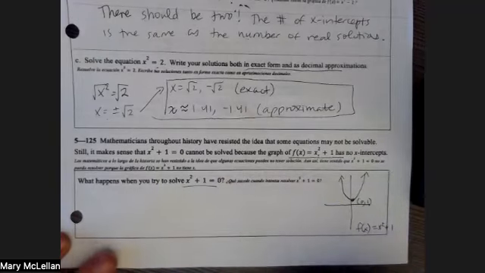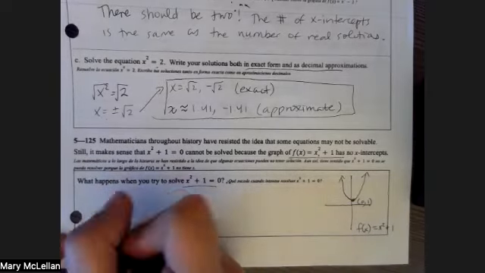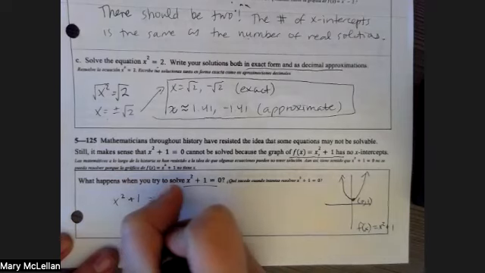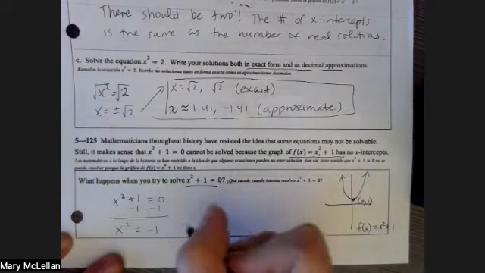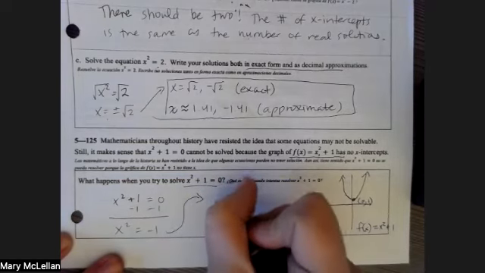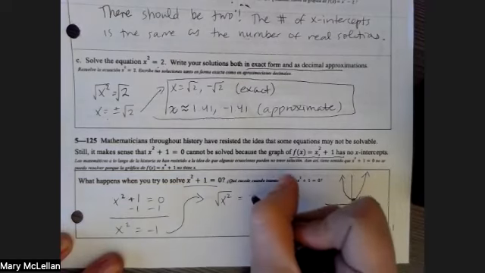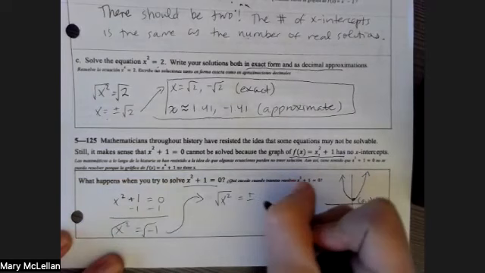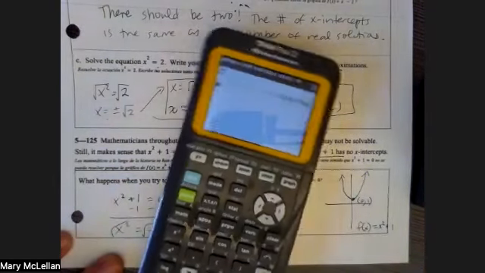What happens when we try to solve this? Well, let's go ahead and do that. x squared plus 1 equals 0. I subtract 1 from both sides. I get x squared equals -1, meaning that if I take the square root of both sides, I get x equals plus or minus the square root of -1. But let's just try to put that in our calculator. What happens?